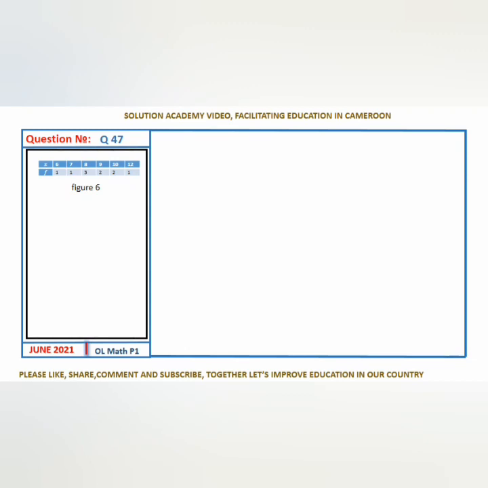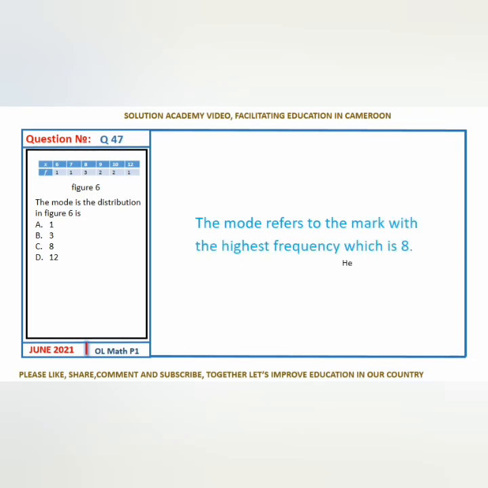Question number 47. Figure 6, given figure 6, the mode in this distribution is. This question is too simple, and it's a very common question in paper 2 section B. You have to know that the mode is simply the mark that has the highest frequency. That means the number that has repeated itself the most number of times. So observe and see that the mark that has repeated itself the highest number of times is the mark X, which is equal to 8. It has repeated itself 3 times. Hence our answer is C.